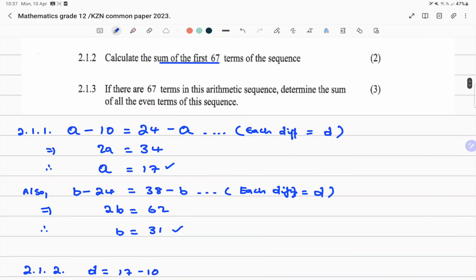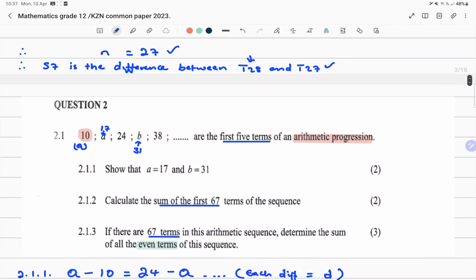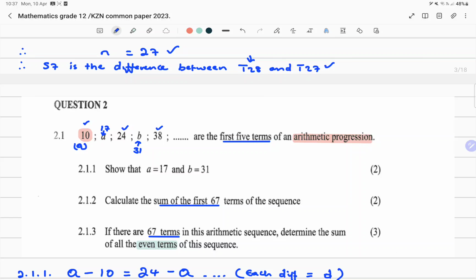Now we're told here, if there are 67 terms of this arithmetic sequence, determine the sum of all even terms. Now this part here, even terms, in this sequence. Now, of course, we can see it's a sequence of numbers. So which ones are even? We can tell that 10 is even. We can tell 24 is even. We can tell 38 is even. So we want the sum of all those terms that are even.